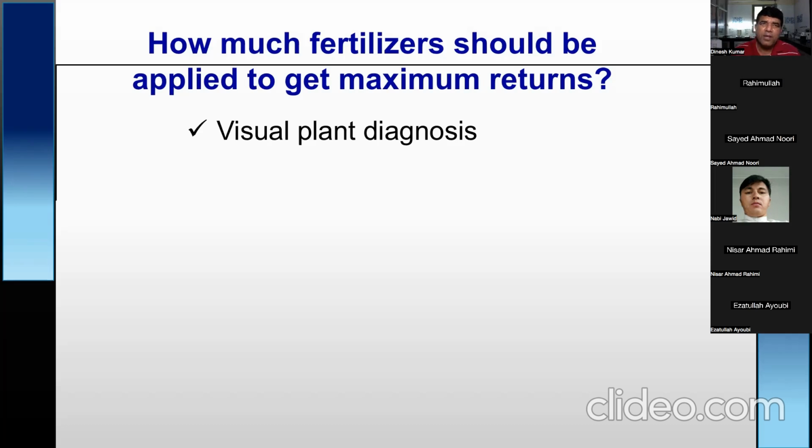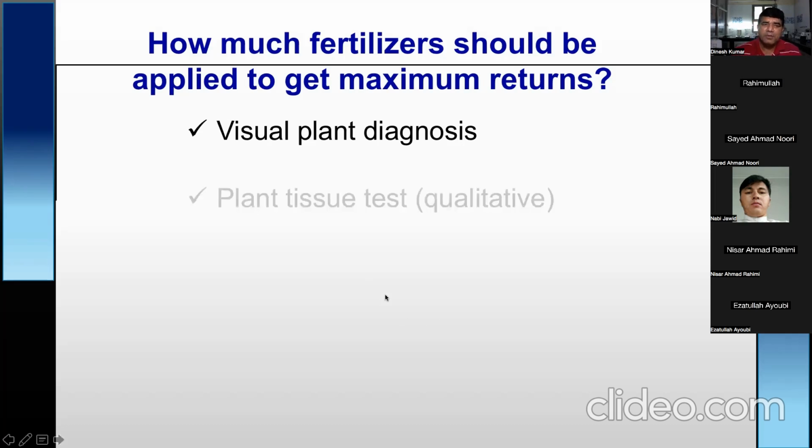I can identify that this deficiency belongs to nitrogen, phosphorus, potassium. Then after diagnosing, after knowing which nutrient is deficient, can I apply fertilizer? I can apply, but I do not know how much to apply, because simply by seeing the symptoms, I cannot decide the quantity of fertilizer to be applied. That will not be a scientific way.